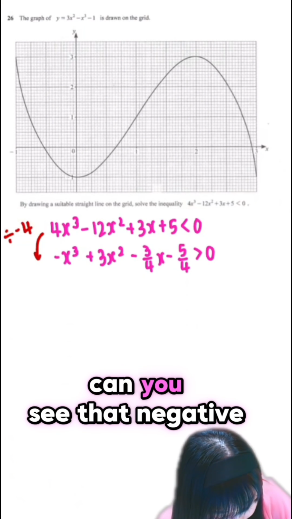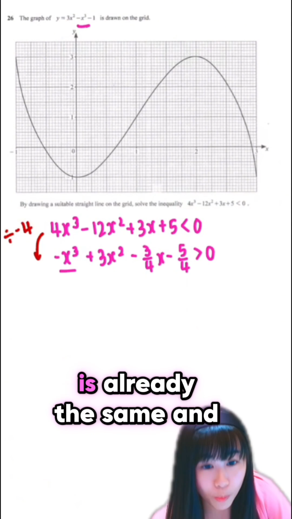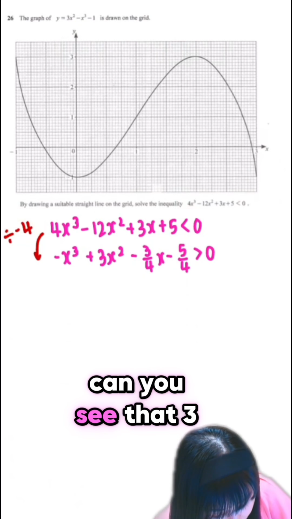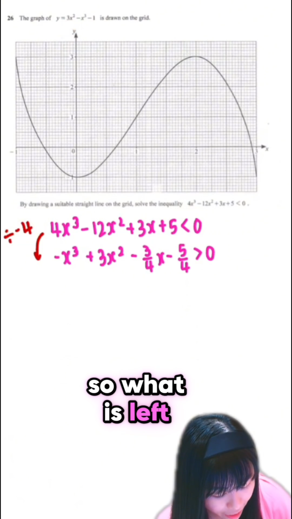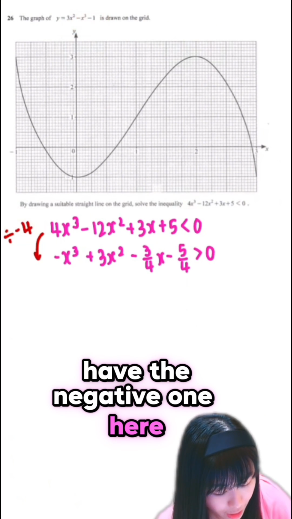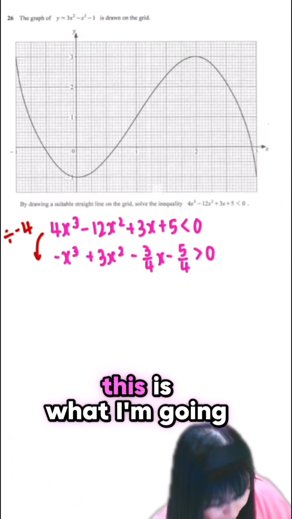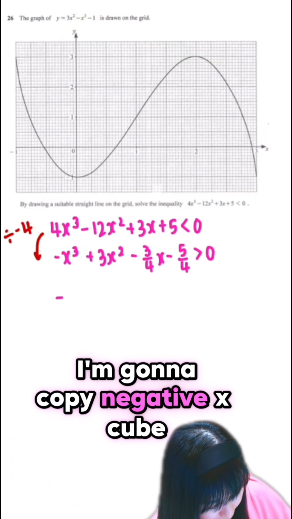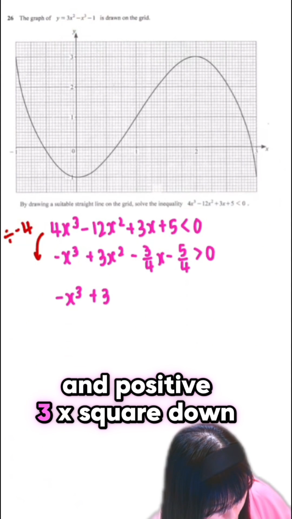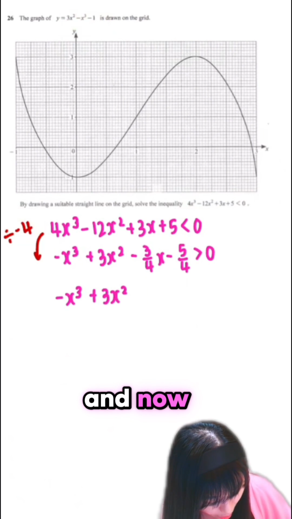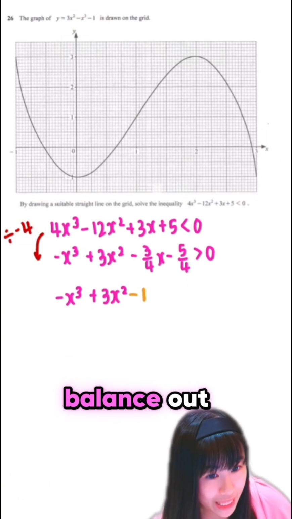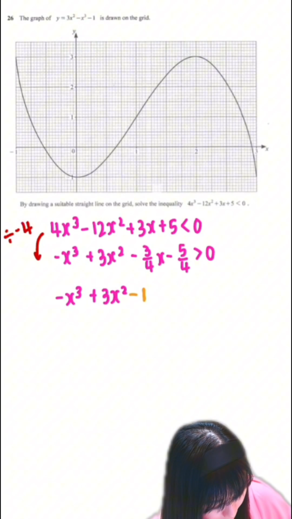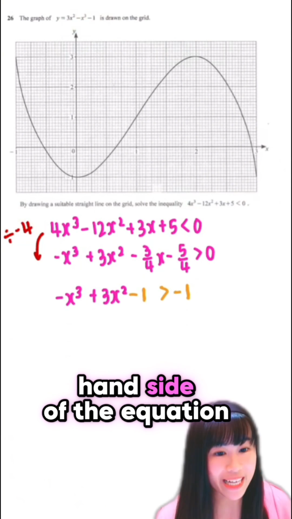Alright, next thing, can you see that negative x cubed and negative x cubed is already the same? And can you see that 3x squared is also already the same? So what is left is to make sure we have the negative 1 here. And to be able to get the negative 1 here, this is what I'm going to do. I'm going to copy negative x cubed and positive 3x squared down. And now, I will minus 1 on the left-hand side of my inequality, which also means that to balance out, I will actually minus 1 on my right-hand side as well.